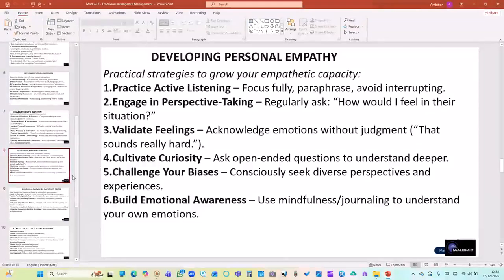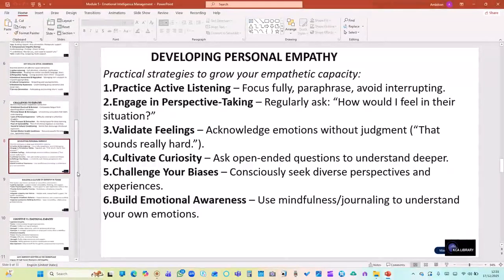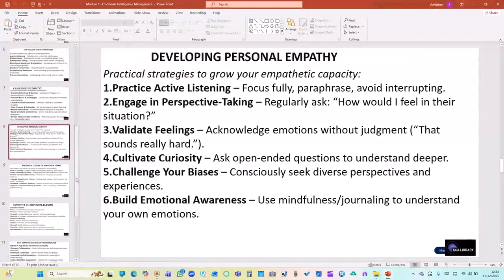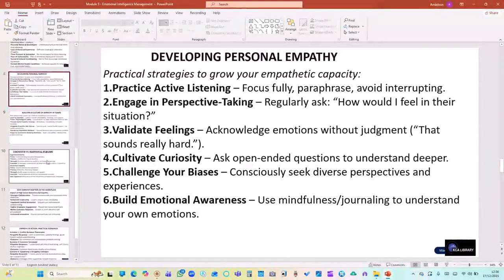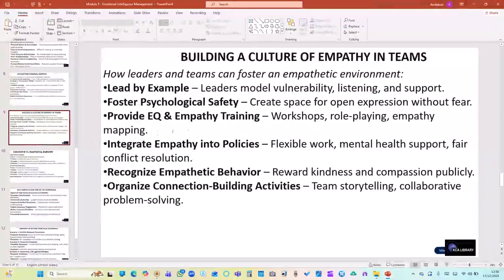These are the areas, the skills needed to develop personal empathy. Let's move ahead. Then building a culture of empathy in a team.